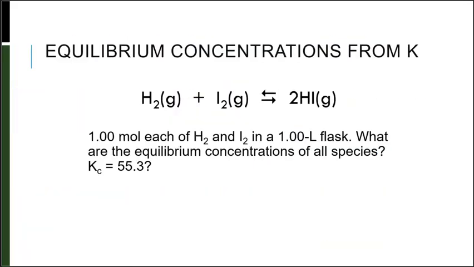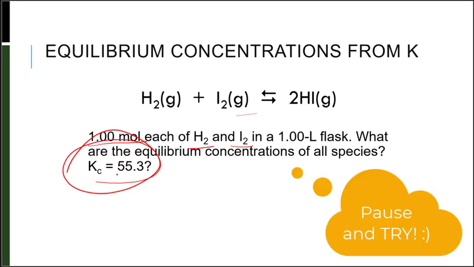Double check the math. Let's look at our third and final example using the same equation. You're given 1 mole each of H2 and I2 in a 1 liter flask. What are the equilibrium concentrations of all species if we're given our equilibrium constant at 55.3? See if you can set up our ICE table and figure that out.